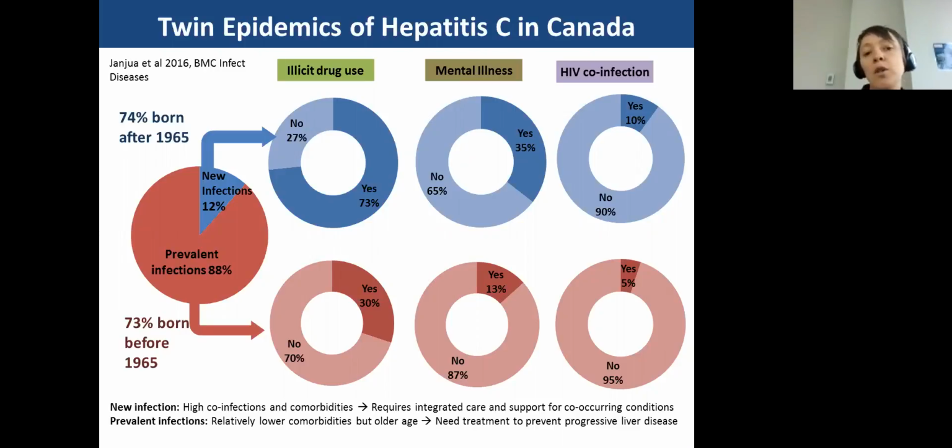So the acute infection group, the new infection group, requires integrated care and support to treat all those concurrent conditions. Whereas the prevalent infection group, who are older, need treatment to prevent progressive liver disease. So, two different groups with different needs.